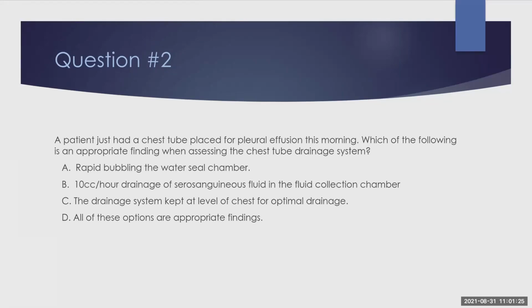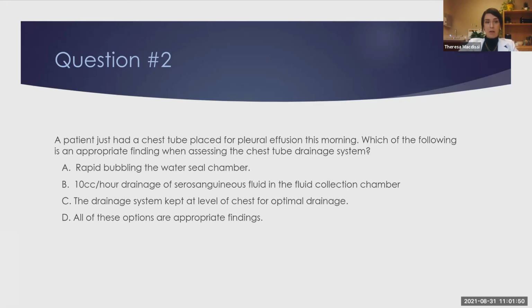Getting lots of B's on this one. Yes, and the answer is B. Great job. So reasons for A not being correct, rapid bubbling in the water seal chamber: like we just talked about, that is indicative of some type of air leak. Usually when someone has a pleural effusion, they shouldn't have an air leak. That's usually seen if someone had a pneumothorax.